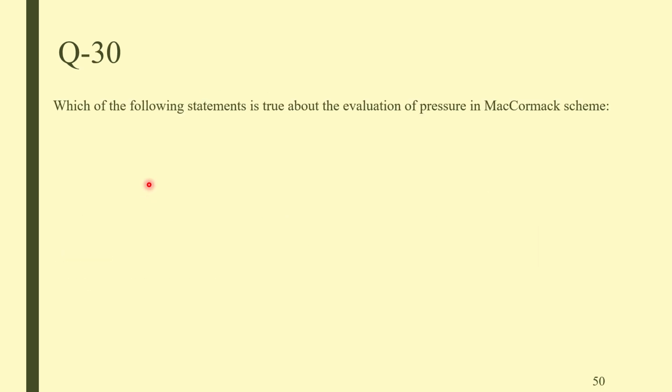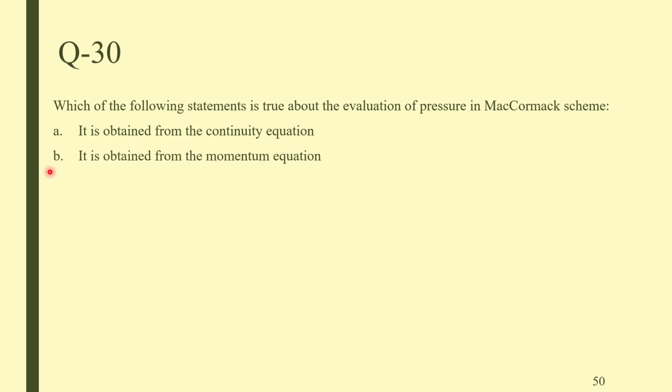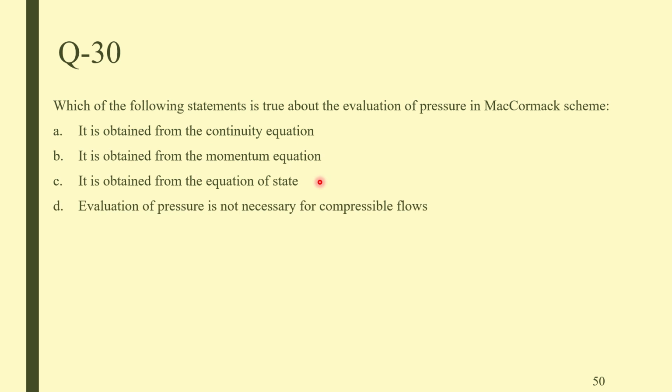Let us move to question 30. In question 30, it is mentioned: which of the following statements is true for the evaluation of pressure in the McCormack scheme? It is obtained from the continuity equation. It is obtained from the momentum equation. It is obtained from the equation of state. Evaluation of pressure is not necessary for compressible flows. So, how are we evaluating the pressure while applying the McCormack scheme?